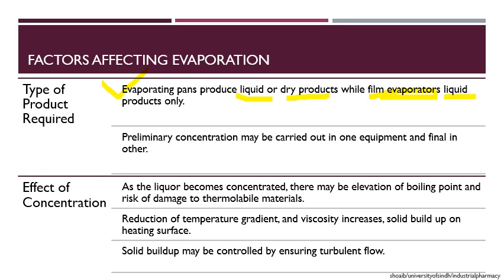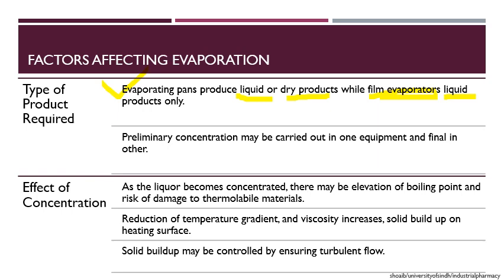These types of evaporators only give liquid products. The next point is that the preliminary concentration may be carried out in one equipment and the final in the other. For example, if we are carrying out the evaporation of a substance and we want a rapid evaporation, initially we may use the film evaporators, because we want a rapid evaporation. As you see here, the film evaporators.